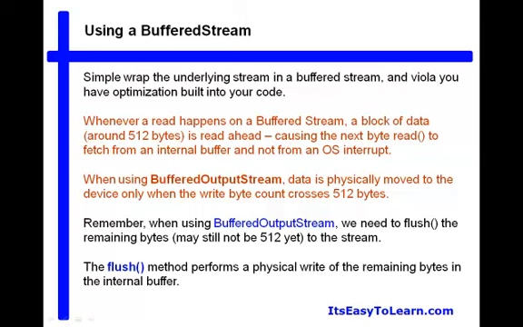When using buffered output streams as well, the contents are written to the internal memory, and physically written only once they cross 512 bytes as one block. But when you're writing a file, we may have reached the end of the file before the 512th byte is reached, before the block is complete. So what we do in these cases is to use a flush method to perform a physical write of the remaining bytes in the internal buffer.